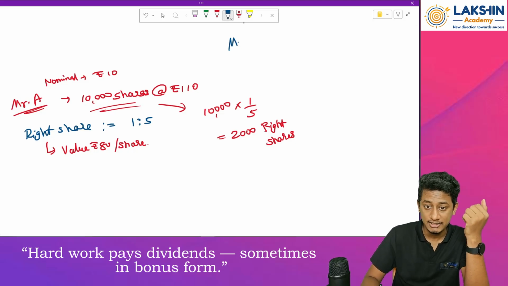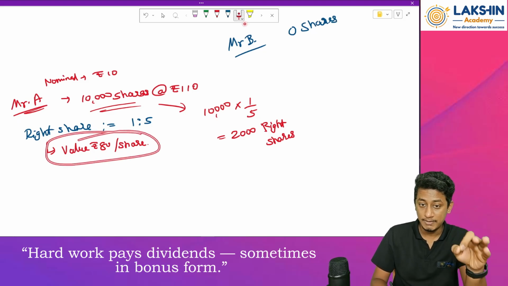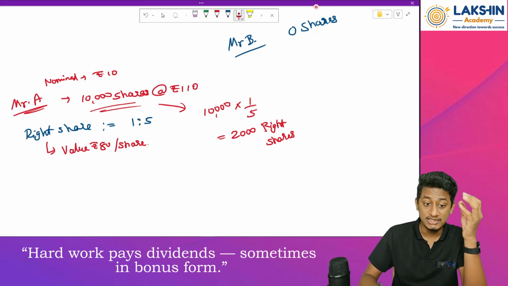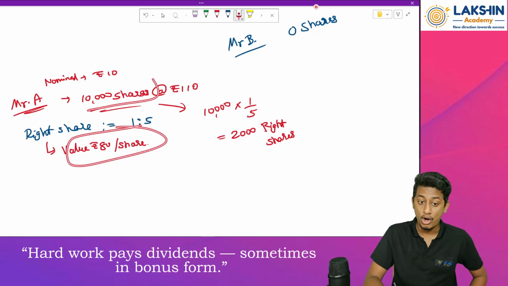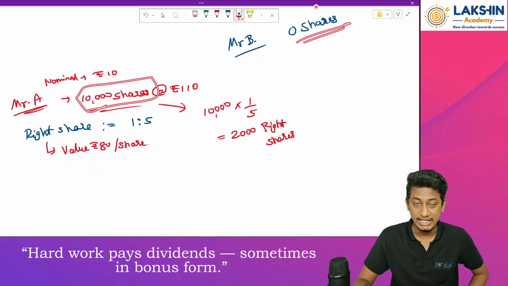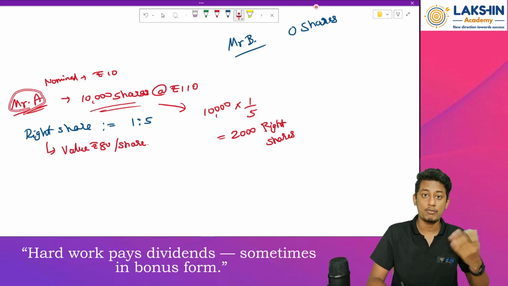Let us say there is Mr. B. Mr. B has 0 shares of the company. So will Mr. B get the option to buy the shares at rupees 80 now? No. Why? Because this will be offered only to the people who already have the equity shares. Whereas Mr. B does not have any shares in his hand, right? So he will not have any offer. But let's say Mr. A does not want to buy the shares.